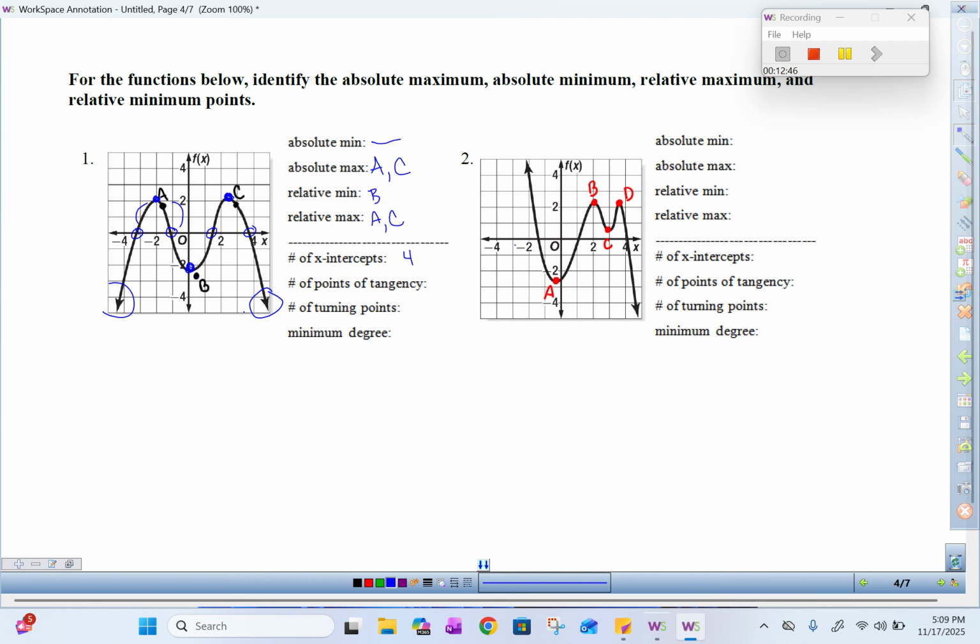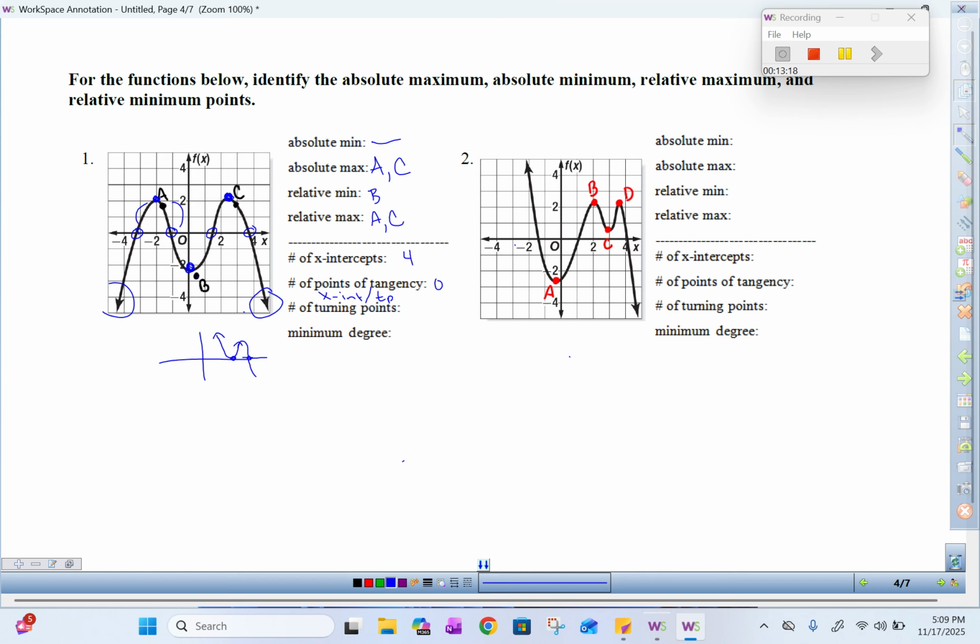Now, this word point of tangency is basically where an x-intercept is also a turning point. So that would look like the vertex of a parabola where it crosses, like we were talking about earlier, or the polynomial can continue, but where the x-intercept is a turning point as well. And so for this one, that would be 0.